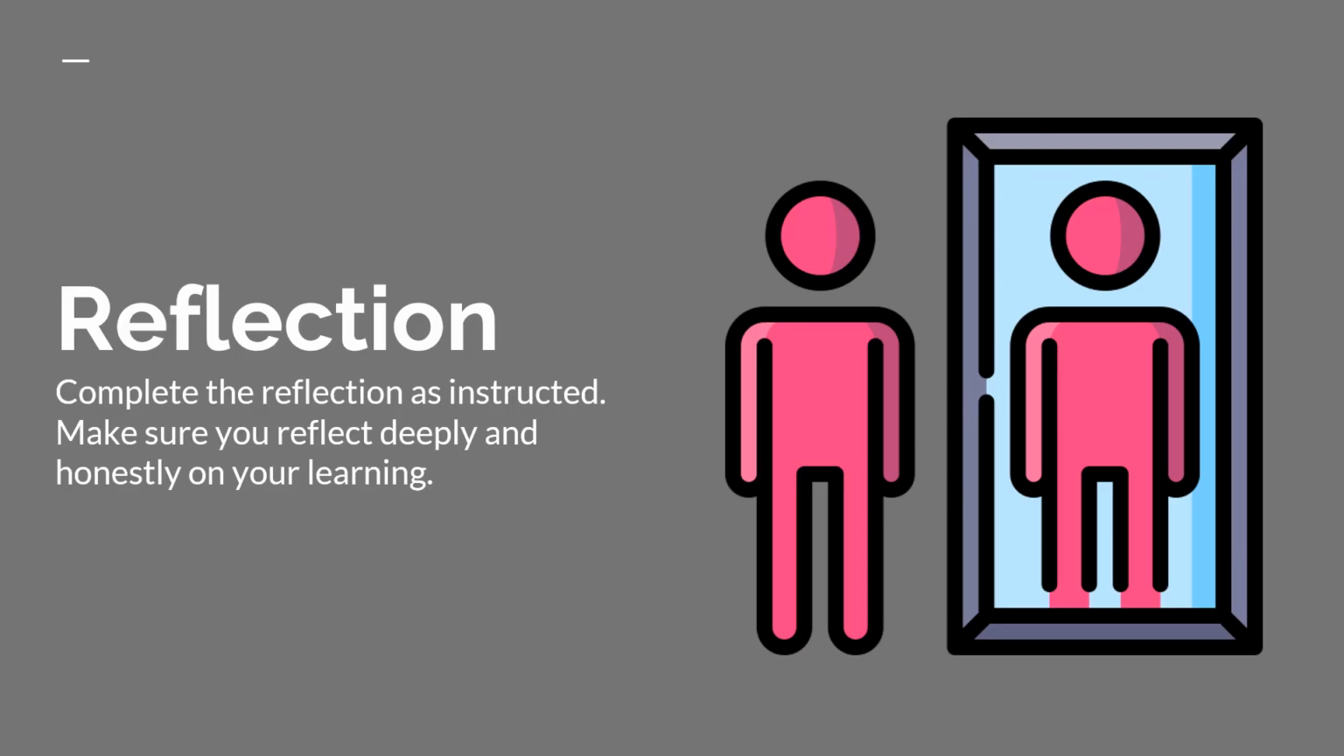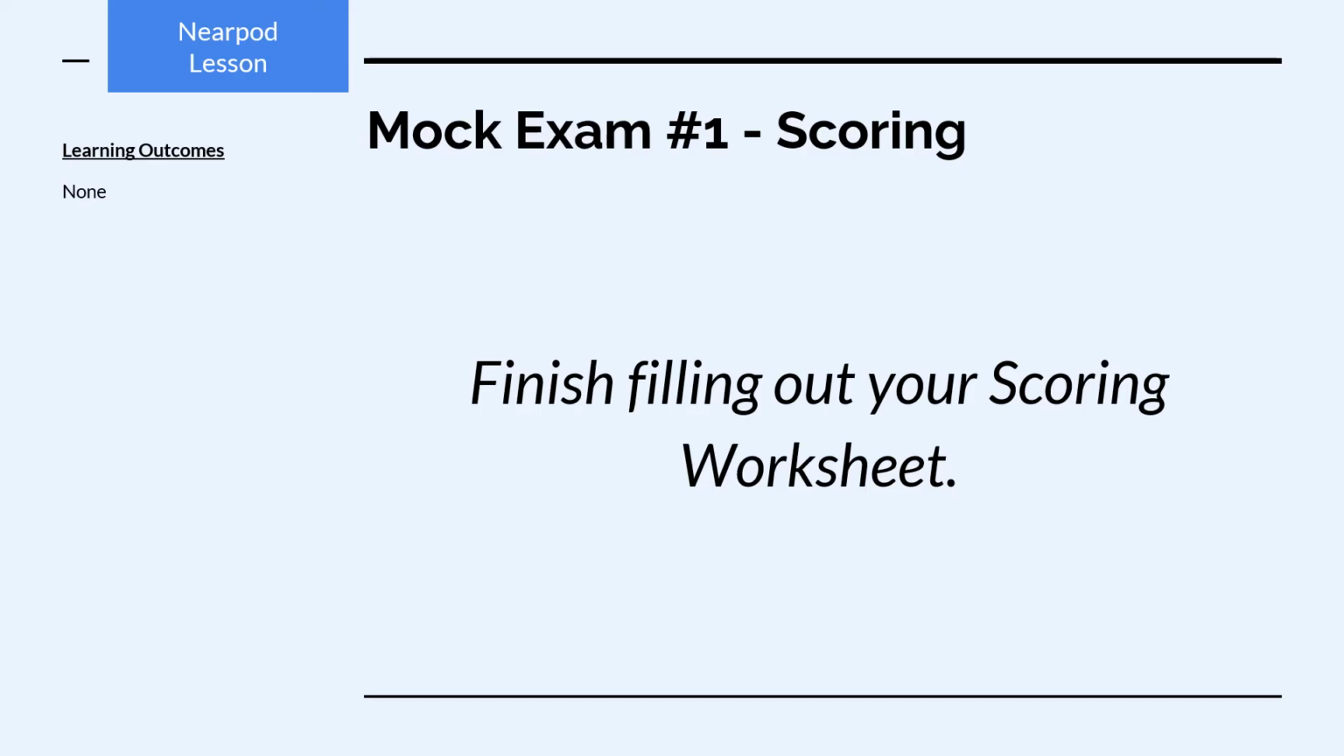All right, once you've finished entering that information on your scoring worksheet, go and complete this final reflection activity. Make sure you're still reflecting deeply and honestly on your learning. And when you're finished with this reflection, go ahead and unpause the video to finish up the lesson. So we're basically done here, but I just wanted to remind you to finish filling out your scoring worksheet if you haven't done so already.